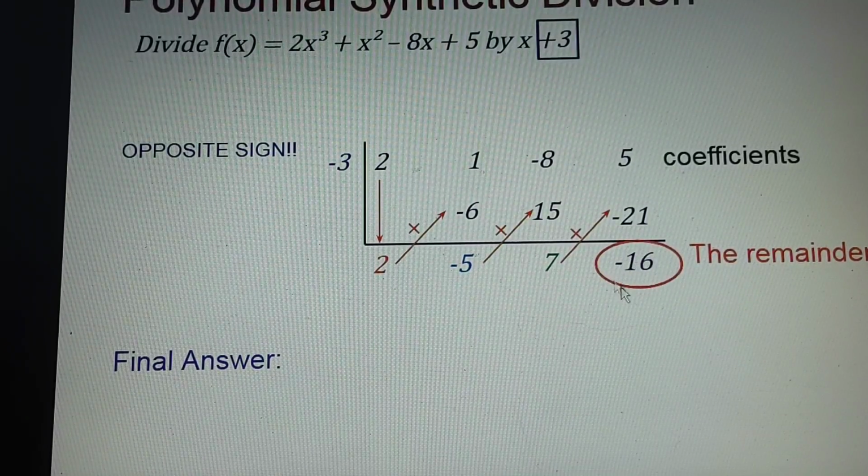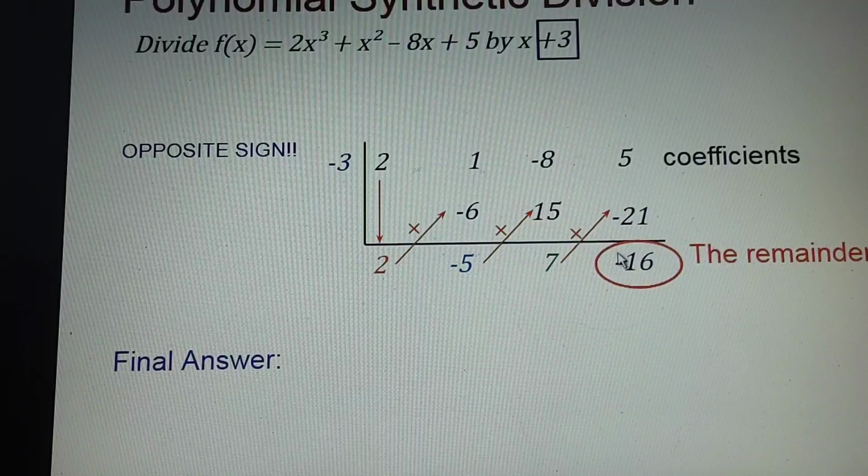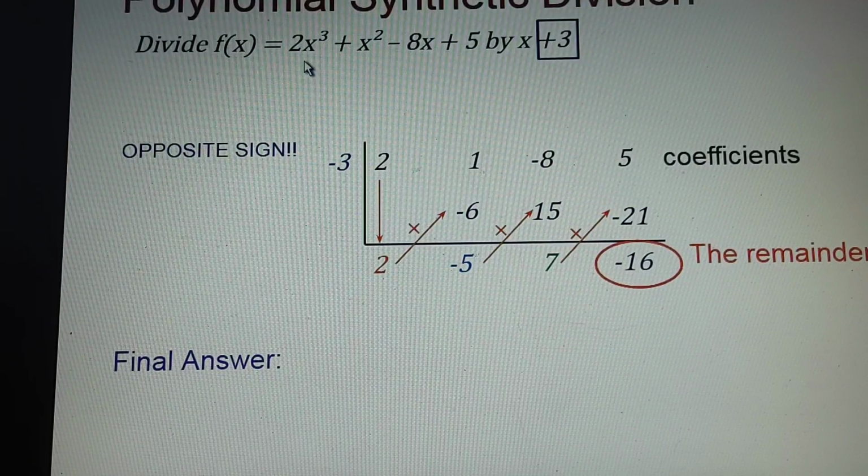This very last answer outside the box is always going to be your remainder, what was left over. If we were doing numbers, it would be what would end up getting turned into a decimal or a fraction. So now the math part is done. All we have to do is put this together so it looks like a polynomial. The remainder always gets written over top of what you divided by, so the whole x plus 3.